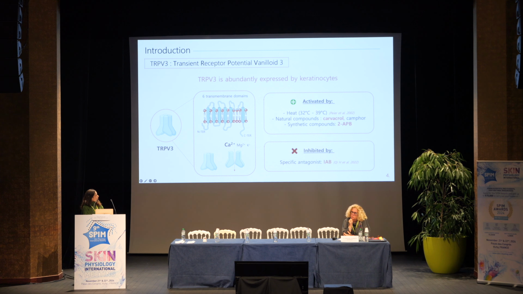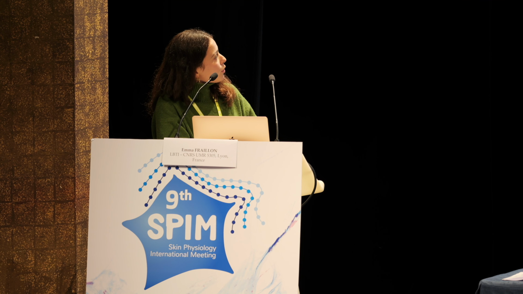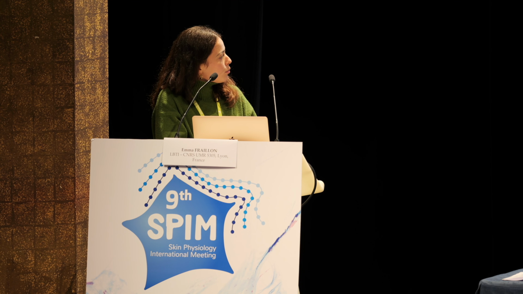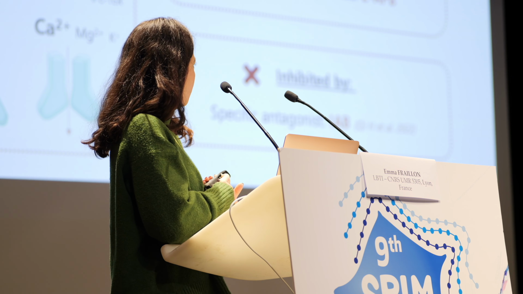And among the proteins that you will find expressed by keratinocytes, there is TRPV3, which is a calcium channel abundantly expressed by keratinocytes and by keratinocytes only. The TRPV3 protein is formed of 6 transmembrane domains, which self-assemble into a homotetramer with a pore in the middle, allowing the calcium ions to enter the cells.